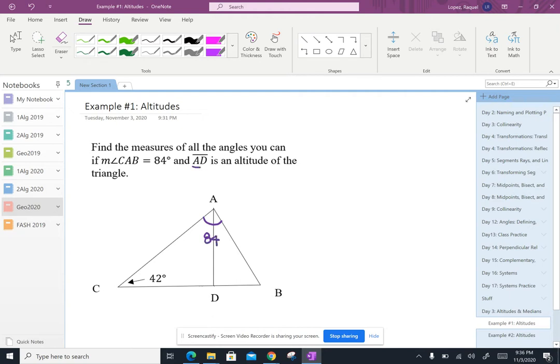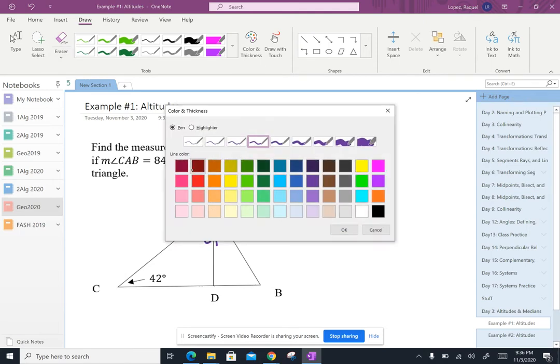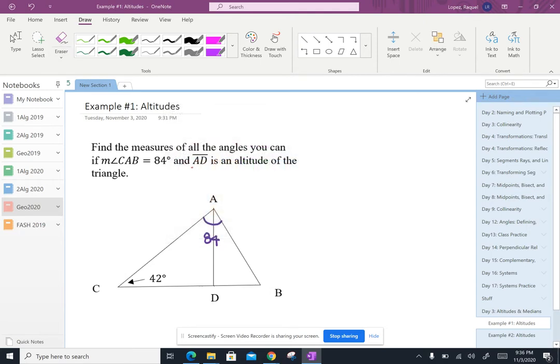And they also tell us that AD is an altitude of the triangle. And so since we learned that altitudes are perpendicular to the side that they are intersecting, I can go ahead and put a red box right there. So remember, if they are perpendicular, then they create 90-degree angles. That tells me that this angle right here measures 90 degrees.